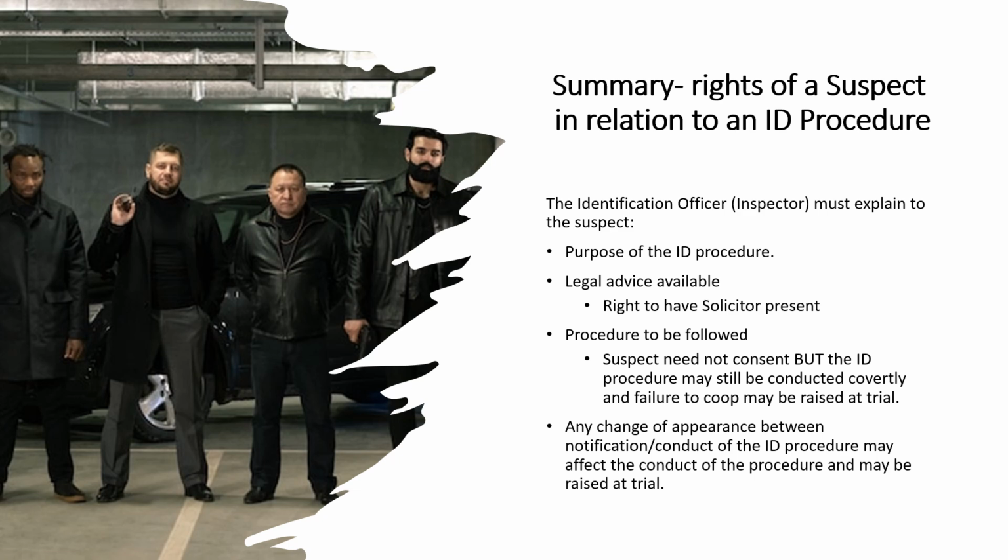So a quick summary of the rights of a suspect in relation to an ID procedure. The identification officer, that's the inspector, must explain to the suspect the purpose of the ID procedure, legal advice available, right to have a solicitor present, procedures to be followed. Suspects need not consent, but the ID procedure may still be conducted covertly, and failure to cooperate may be raised at trial. Any change of appearance between notification and conduct of the ID procedure may affect the conduct of the procedure and may be raised at trial.